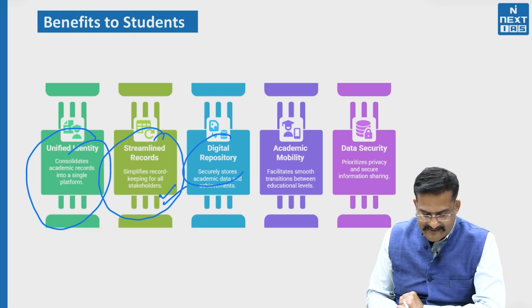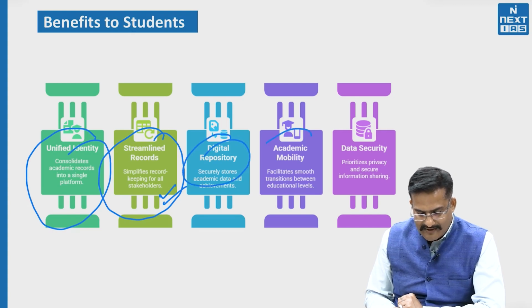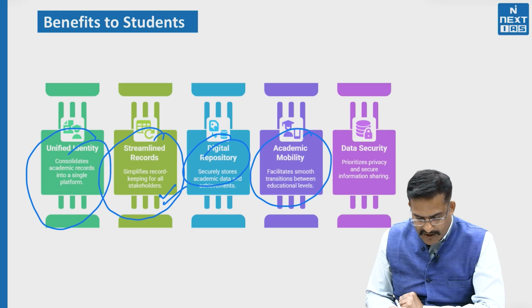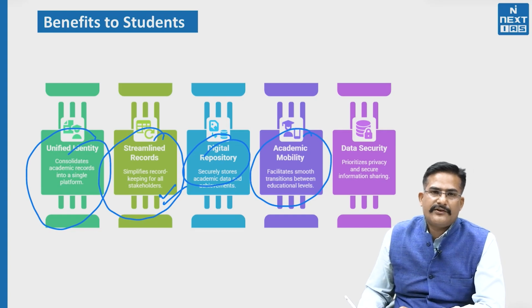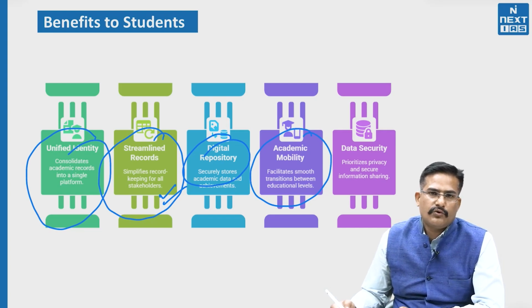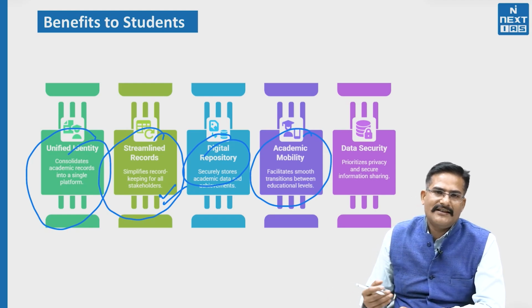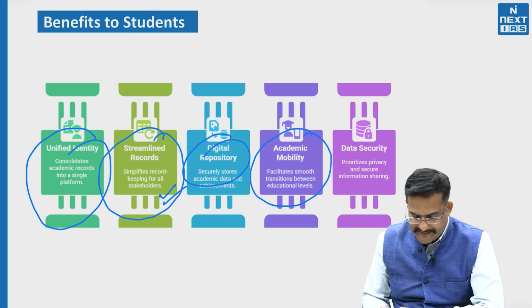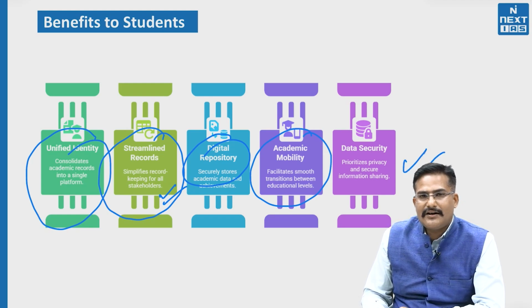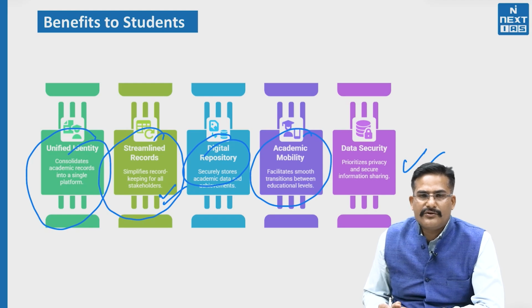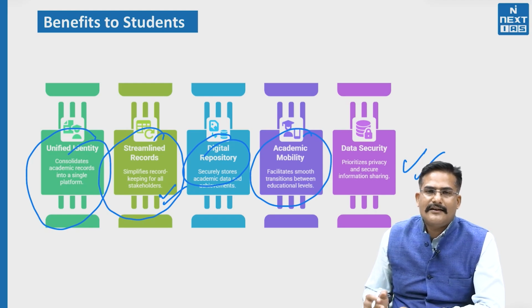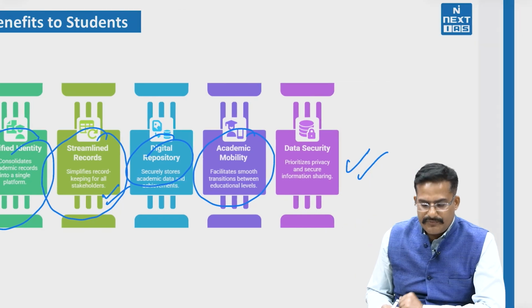Also, it will provide a digital repository, as we have discussed. Also, it will give you academic mobility. How? By facilitating smooth transition between educational levels. For example, from 10th to 11th, from 11th to 12th, from 12th to graduation, and graduation to post graduation. The smooth transition will be there. You don't have to carry documents for verification and all the process. Also, it will provide a secure platform and your data will be secured. No one can steal your data.